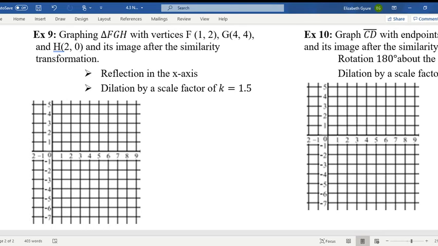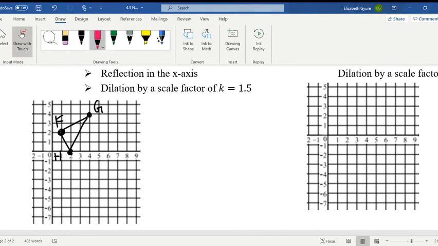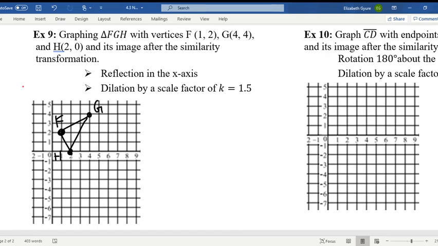Okay, so our first triangle here is F, which is 1, 2. G is 4, 4. And H is 2, 0. It says to now reflect this in the x-axis. So you'll see here, there's a reflection.